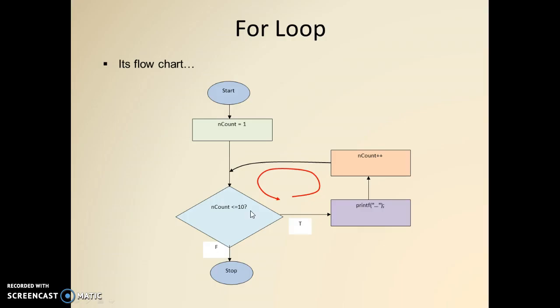This process continues and prints the numbers from 1 to 10, which can be better explained in the flowchart. Initially ncount is 1, which is less than or equal to 10, so it prints ncount, and after that ncount is incremented and becomes 2. As 2 is less than or equal to 10, the condition is checked again after the updation, it prints the value 2, and after that it is incremented. So it goes on until the ncount value becomes 11, where 11 is not less than or equal to 10, so it comes out of the for loop statement.